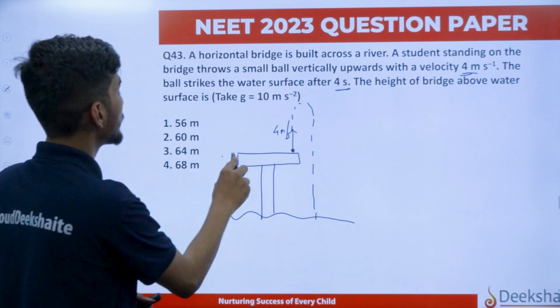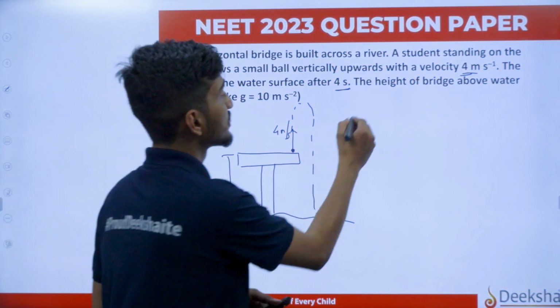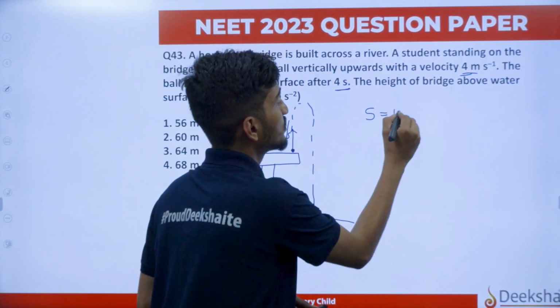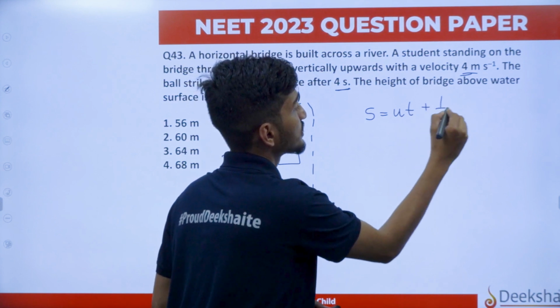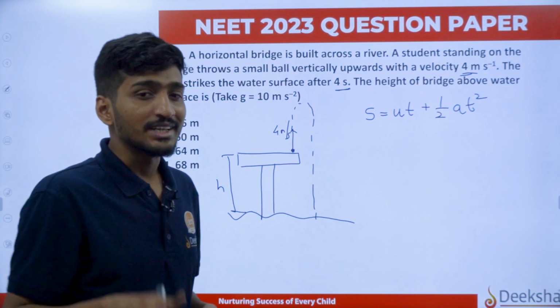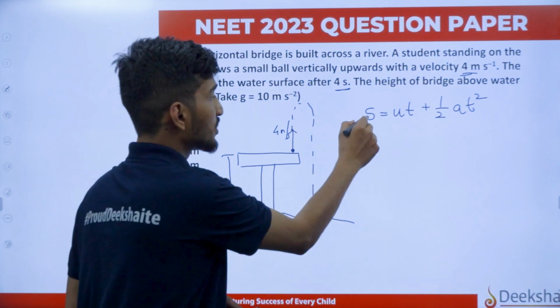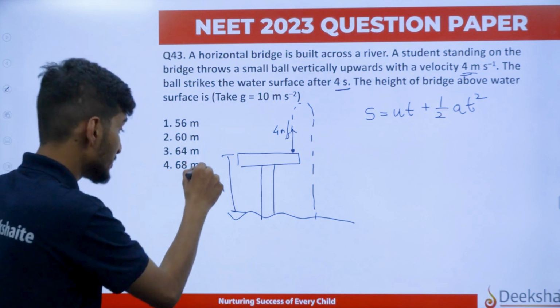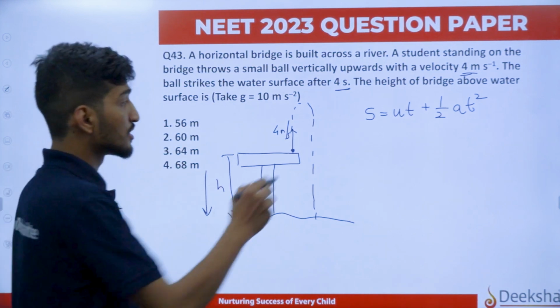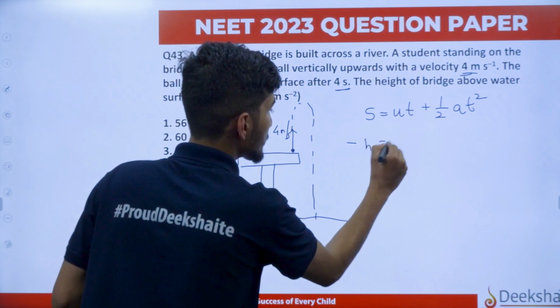Then find out the height of the bridge above the water surface, okay? How do you do this? Let's write the equation. S is equal to ut plus half at square, along with sign conventions, okay? Let's pay attention to the sign conventions. Where am I going? What is my displacement? My displacement is in this direction. That's my S, and that's negative. So I'll write it as minus h is equal to.